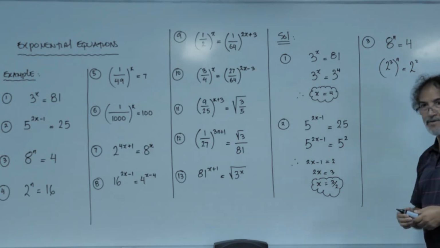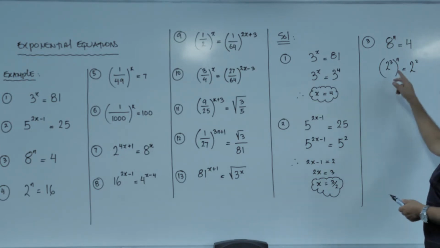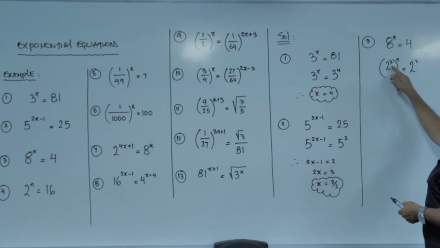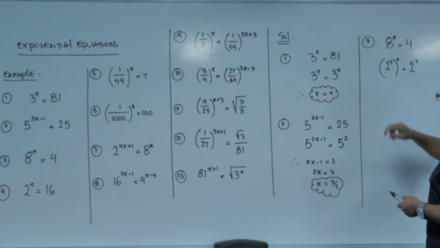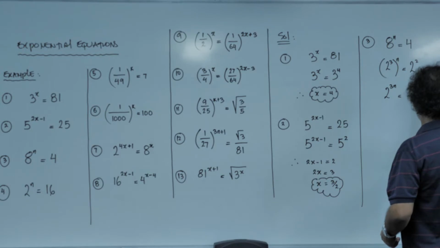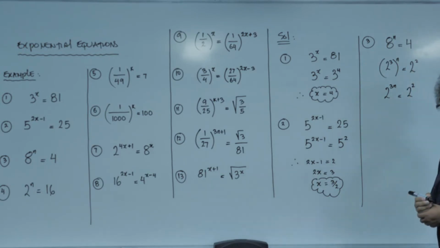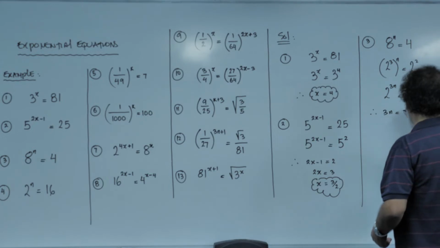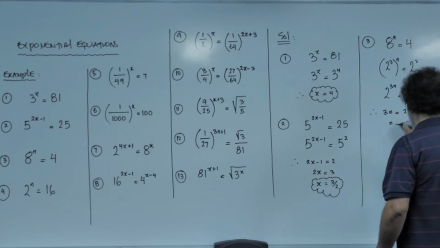Then you have to remember something that you did in year 8. When you raise a power to another power, do you remember that we have to multiply the two? So that means this is going to be 2 to the power of 3n. On the other side, you're going to have 2 squared. Therefore, 3n is equal to 2. So n is equal to 2/3.